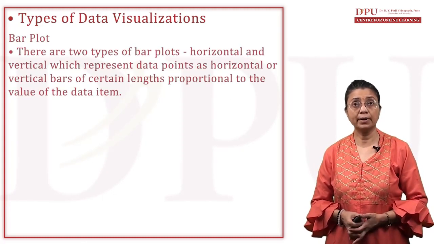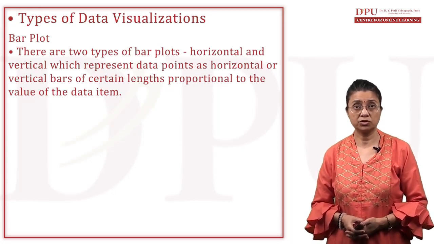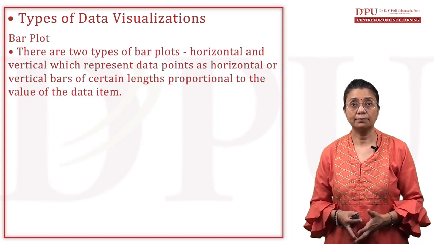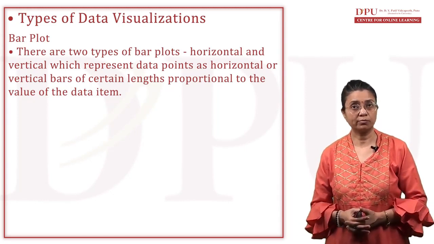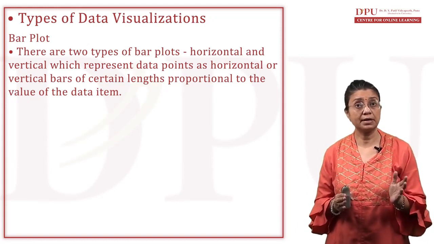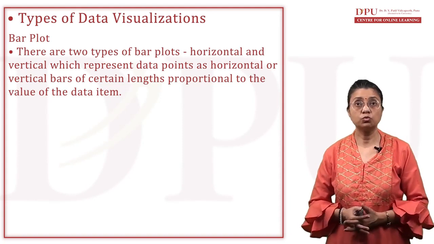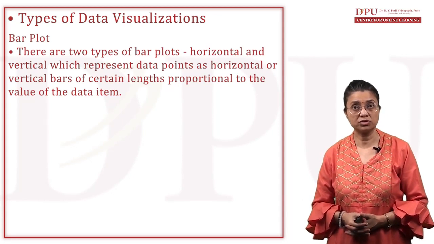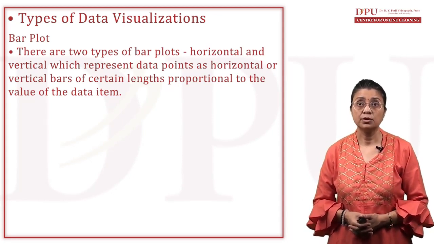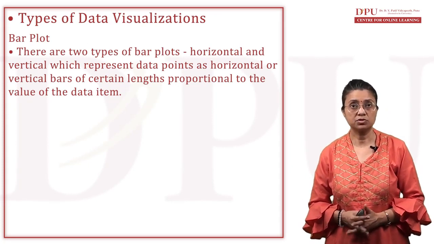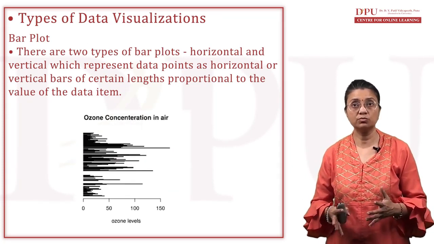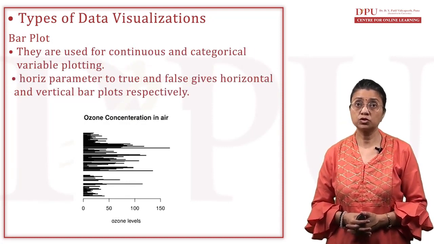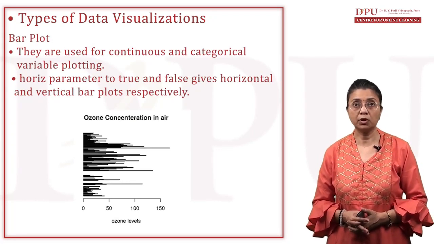Now we are having a bar plot over here where we are trying to plot a bar graph. Let's see how we can visualize our data in the form of a bar plot. So mainly students, when we talk of bar plots, the numbers are represented in the form of bars. There are 2 types of bar plots, horizontal and vertical, which represent data points as horizontal or vertical bars of certain lengths proportional to the value of the data items. They are used for continuous and categorical variable plotting.